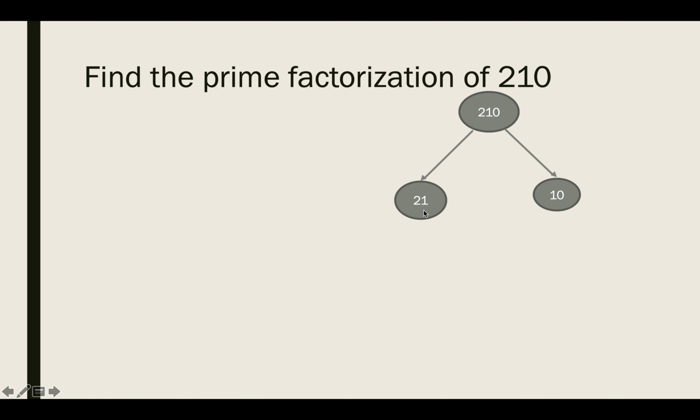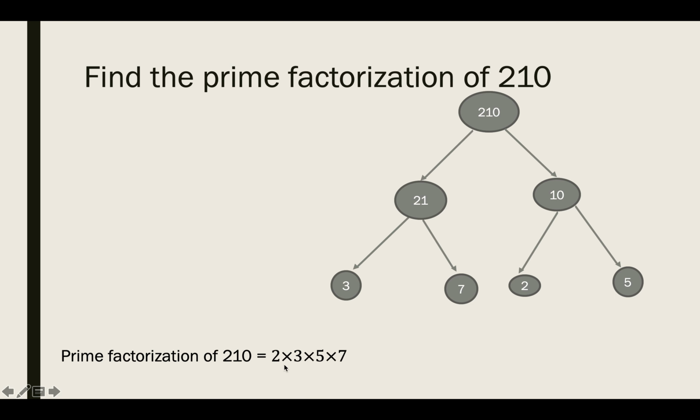So find the prime factors of 21, which are 3 and 7. 3 and 7 are prime numbers, so we don't have to split it again. The prime factors of 10 are 2 and 5. So we got 3, 7, 2, 5 and all of them are prime numbers, which means we are done with the process. So the prime factorization of 210 is 2 times 3 times 5 times 7.